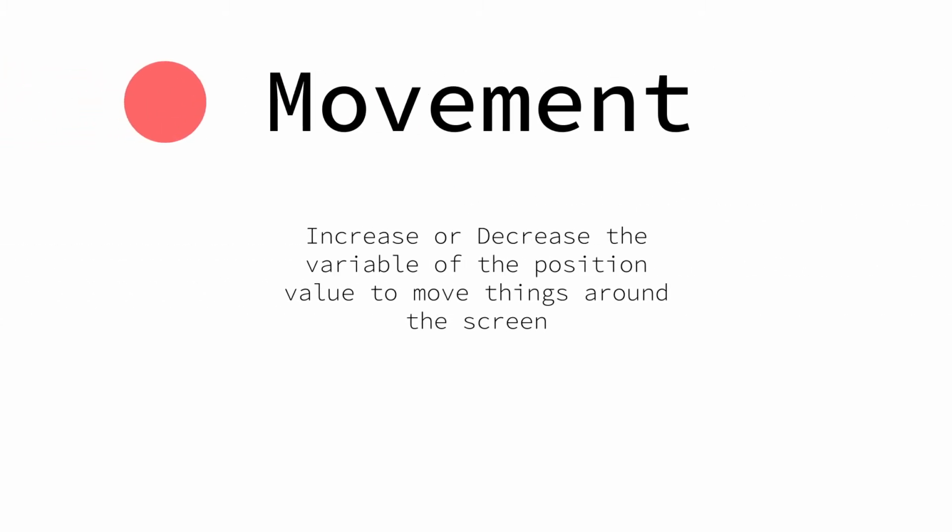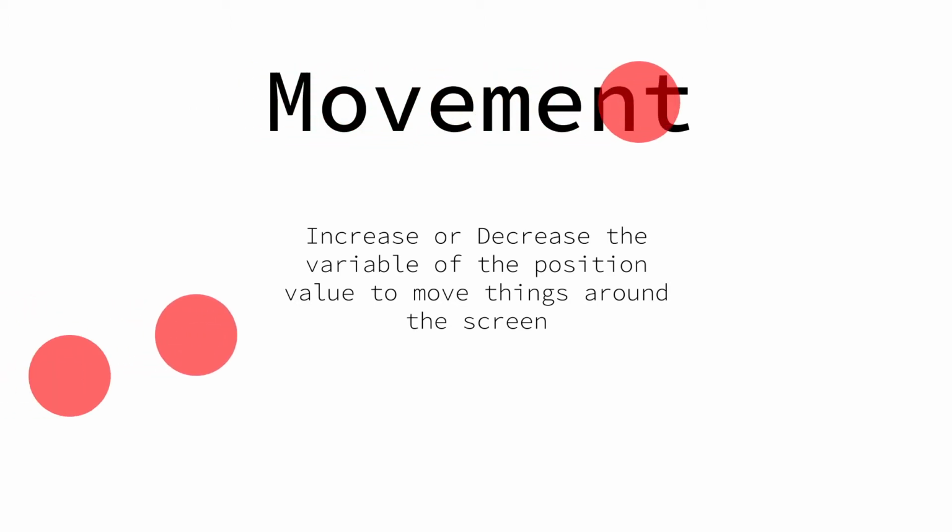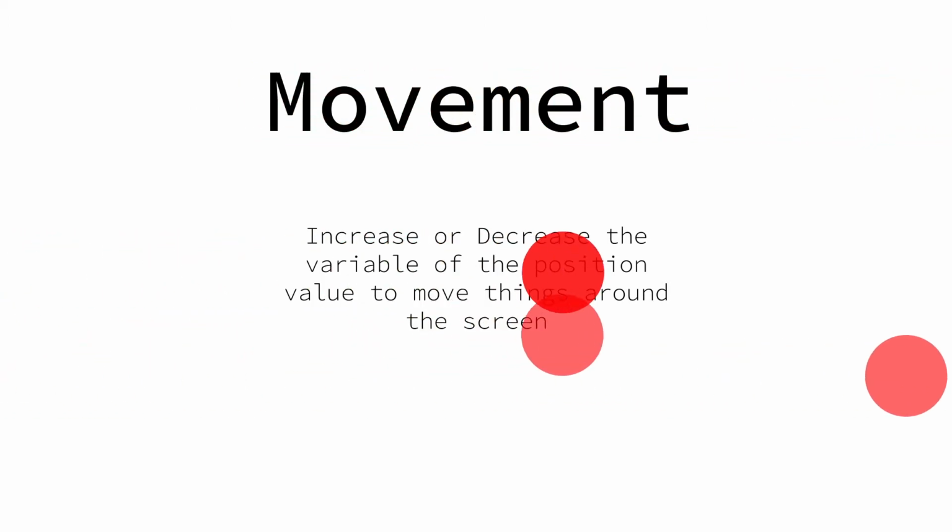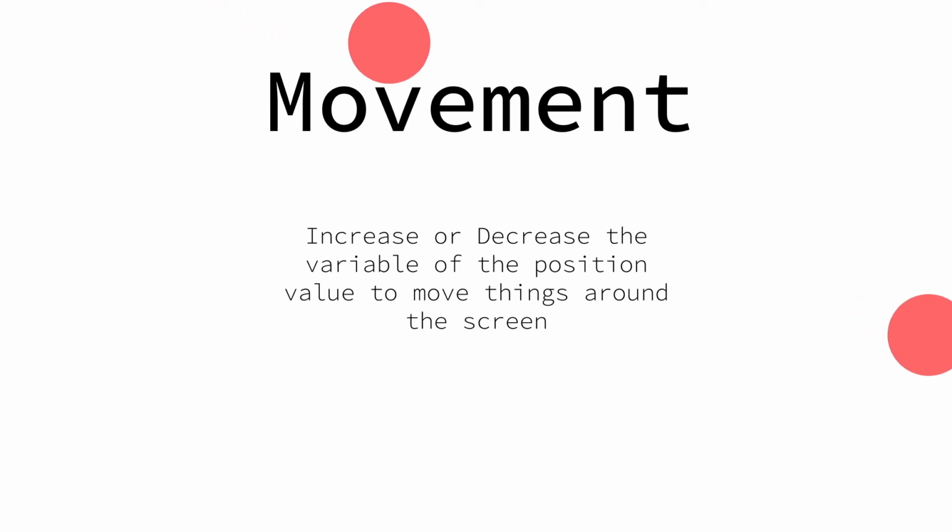Movement is all about changing the position value of the shapes. So if you want it to move horizontally across the screen, you would make the X value increase. And if you wanted it to move vertically across the screen, you would make the Y value increase. You can also make them decrease, which would make them move in the opposite direction.